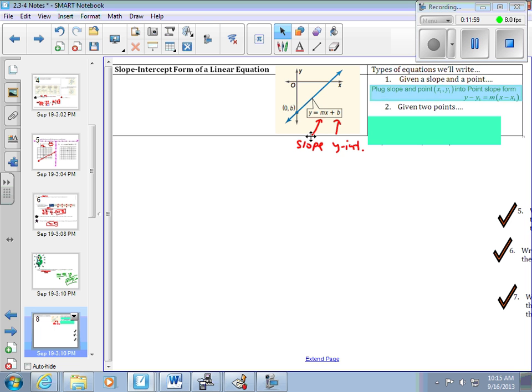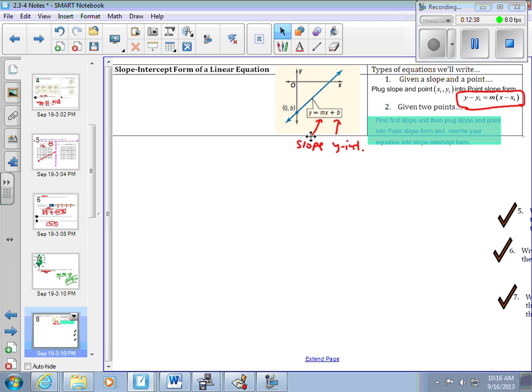Well, if that happens, what you're going to do is plug the slope and a point, x1, y1, into another equation called the point slope form. And point slope form is this equation right here. Often used nearly as much as slope-intercept form that we just talked about. So point slope form, y minus y1 equals m, m's the slope again, times the quantity x minus x1. So if you have a slope and a point, you use point slope form. We'll look at an example of that in a second.